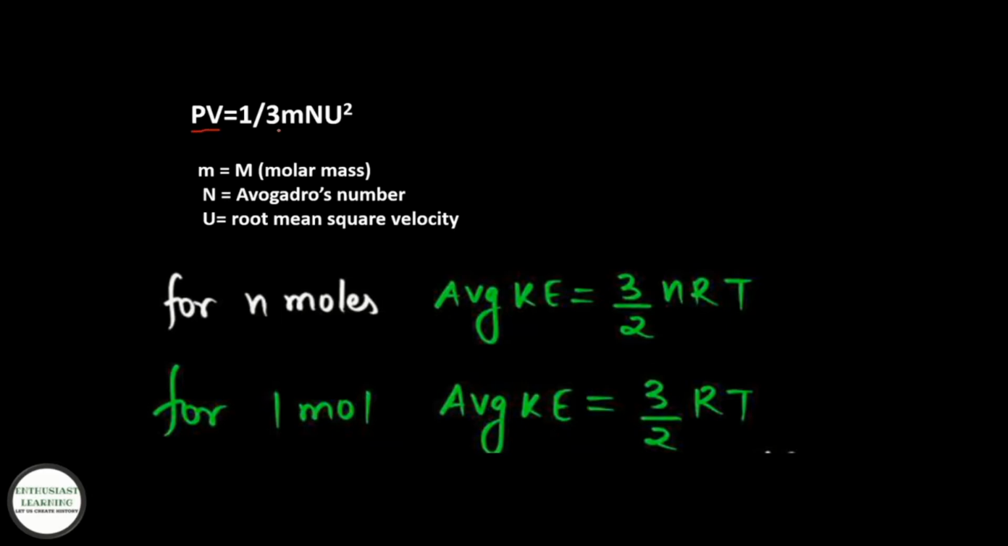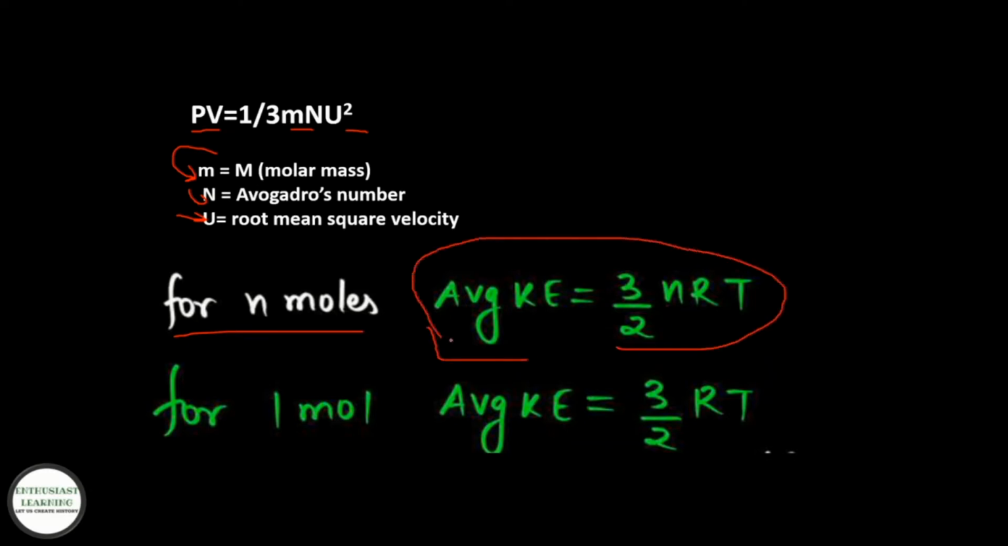PV is equal to 1 by 3 mnu square, where m is the molar mass, n is the Avogadro's number, and u is the root mean square velocity. For n moles, average kinetic energy is equal to 3 by 2 nRT, and for 1 mole, average kinetic energy is 3 by 2 RT.